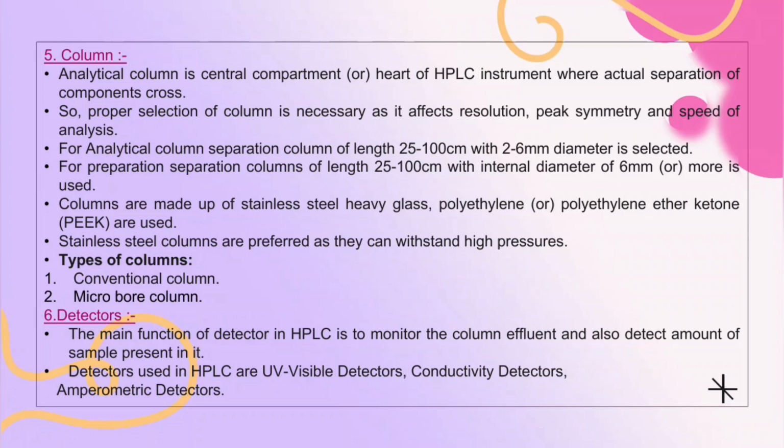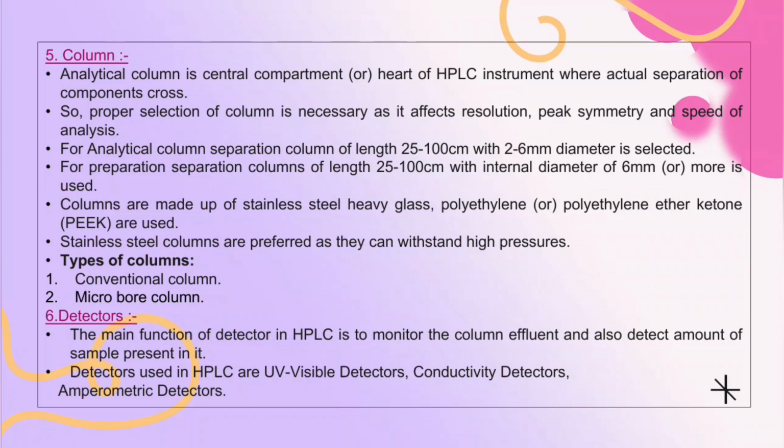Coming to the detectors. The main function of the detector in HPLC is to monitor the column effluent and also detect the amount of sample present in it. Detectors used in HPLC are UV visible detector, refractive index detector, fluorimetric detector, conductivity detector, and amperometric detector.